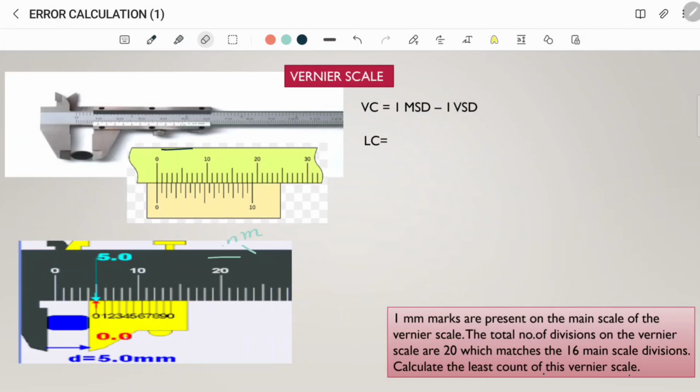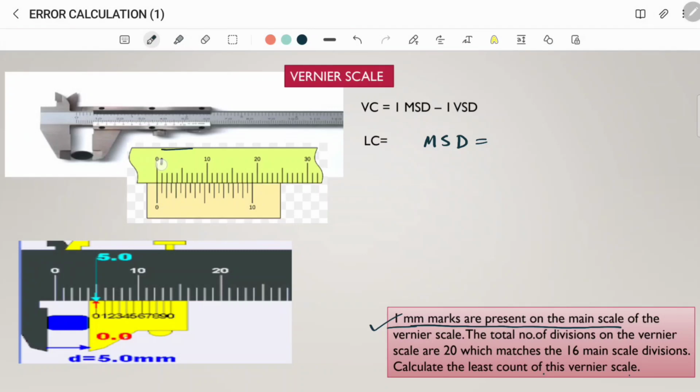Let us solve a simple problem to understand it better. 1 millimeter marks are present on the main scale. Whenever you are reading a problem, try to write down as much data as is provided in your question so that you do not have to read the question all over again, and that will save you a lot of time. So here it says that 1 millimeter marks are present on the main scale.